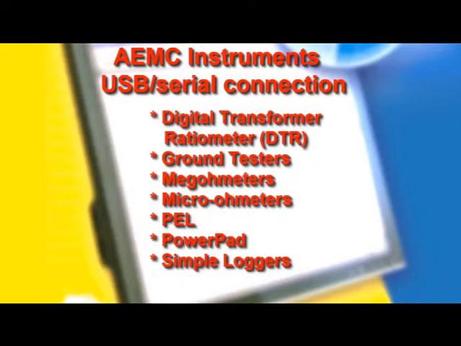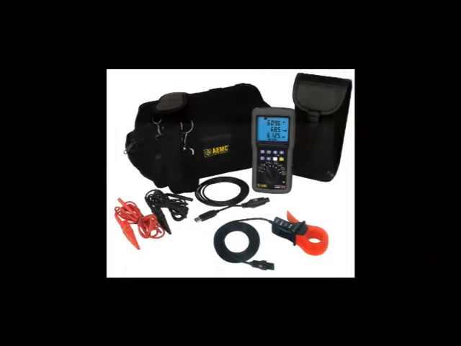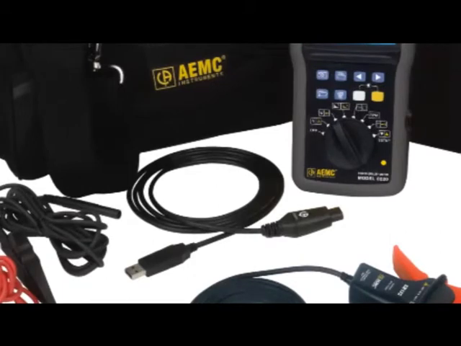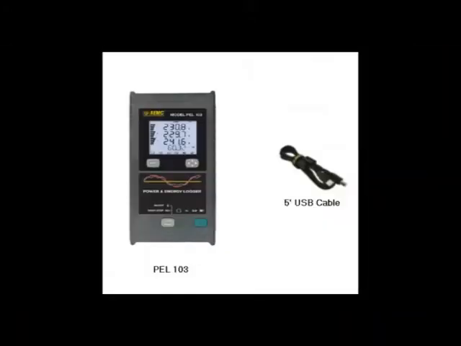The first connection type we discuss is USB or serial cable. This is typically used for connecting a single local instrument. Most AEMC instruments can use this type of connection, although there are some exceptions as we'll describe later in this video. The screen lists the AEMC product families that support USB and/or serial cable connection. When you purchase an AEMC instrument that connects via USB or serial connection, the appropriate cable comes as part of the product package. As we mentioned earlier, for demonstration purposes, we will use a PEL, which we will connect with a USB cable.